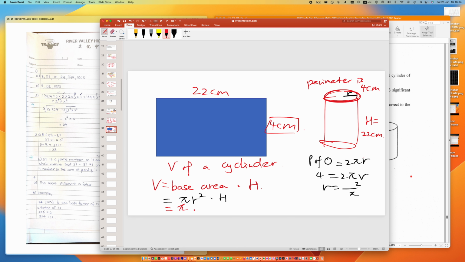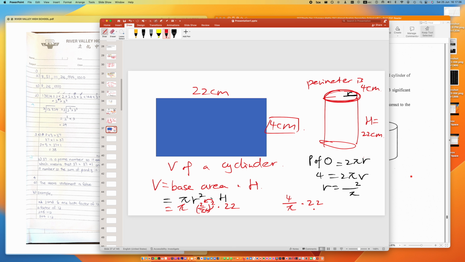So pi is pi, r squared is 2 over pi squared, times h. H is 22. Just solve this. So you need to square the 2, and you also need to square the pi. So 2 squared is 4, pi squared is pi squared, then times 22. And then your pi and pi squared, you are left with 1 pi below.